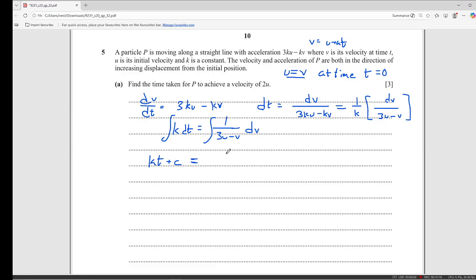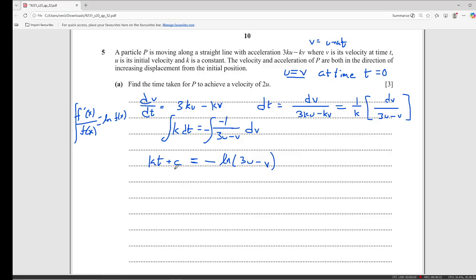As for this side, you can see that this is in the form of ln, right? Because when you differentiate ln f(x), we get f dash x by f x. When you integrate this, you get ln f of x. That's what we're going to do here. If f of x equals 3u minus v, then f dash of x should be negative 1. So if I put negative 1 over here, I need to put a negative 1 over here, so that I can cancel them out. And remember, you can factorize out constants. So we get negative ln of 3u minus v.